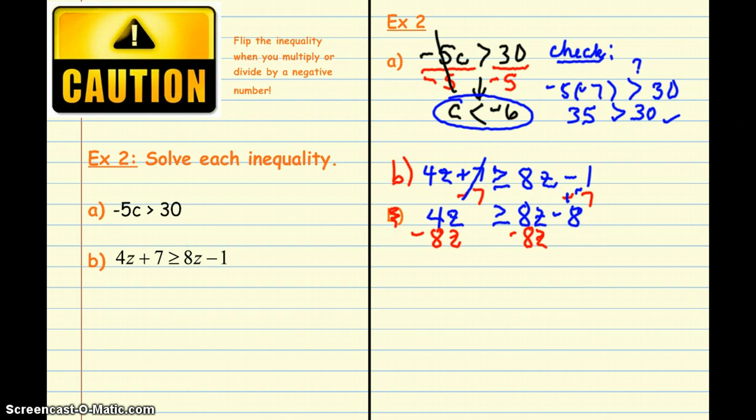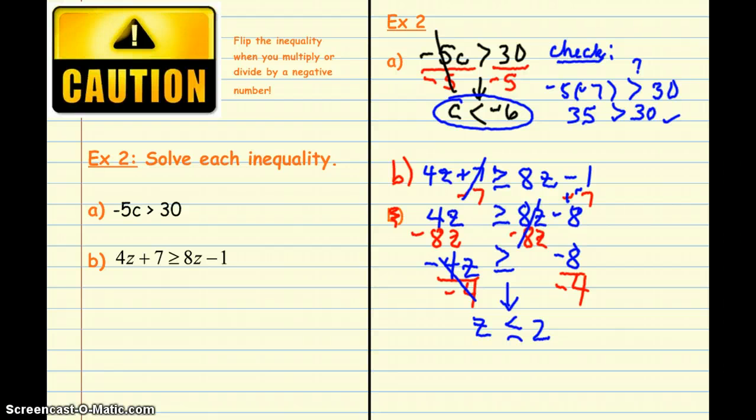And 4z minus 8z is negative 4z. I haven't done any dividing or multiplying by a negative, so I keep the inequality the same. And I bring down my negative 8 because my 8z's cancel. Last step, I need to divide by negative 4, both sides. And here's that warning, because this is negative, we're going to take that inequality and switch it from being a greater than or equal to a less than or equal to. And I get z is less than or equal to positive 2.